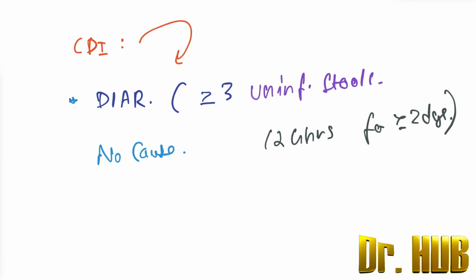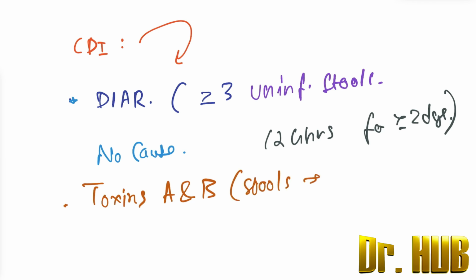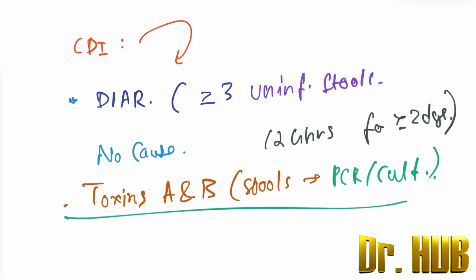The second criteria being there is a detection of the toxins A and B. So toxins A and B are detected in the stools, and this is by the presence of PCR or the culture. So these two, or by the detection of the pseudomembranes in the colon. So detect pseudomembranes in the colon.